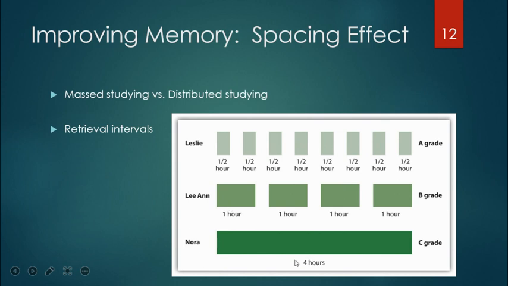Nora, the other extreme example here, is simply studying for 4 hours straight. She has no practice retrieving that from her memory, or very little practice throughout her 4 hours the night before the exam. So she doesn't have as much practice pulling that information from memory, and her grade reflects that.